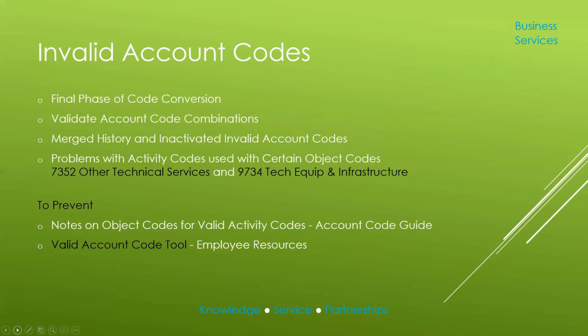I want to highlight a couple: object code 7352, other technical services, and object code 9734, technical equipment and infrastructure. Most of the time, you must use activity 32, instructional technology, with these. I've tried to make some notes on the account code guide next to the object code. We also have the valid account code tool posted on our employee resources, so you can check to see if this is a valid combination, and it might help you pick a valid combination if you're struggling with what account code to use.